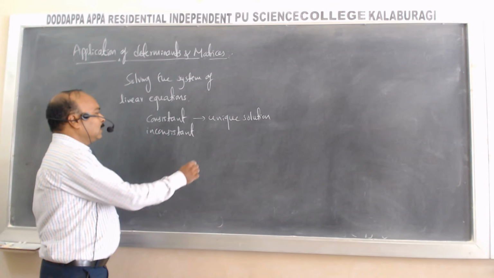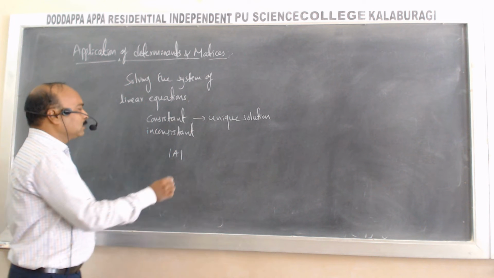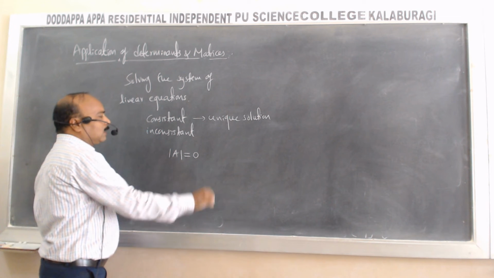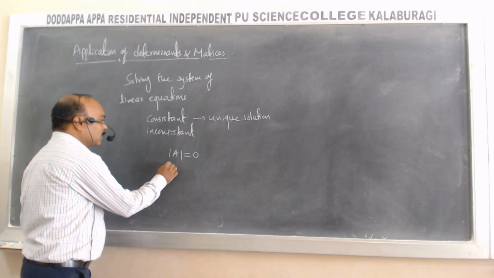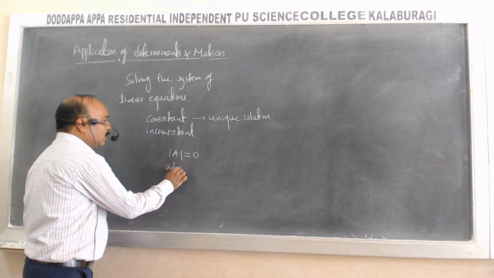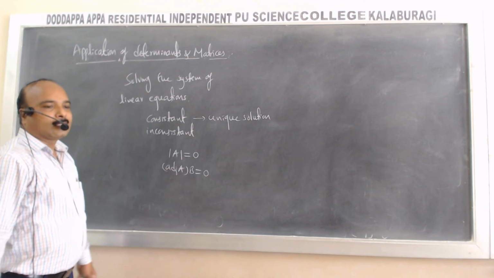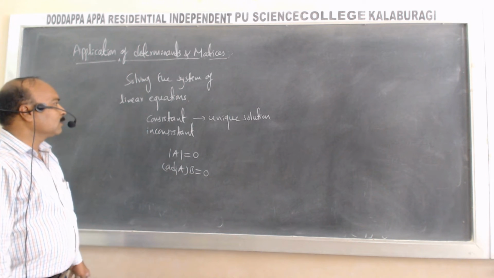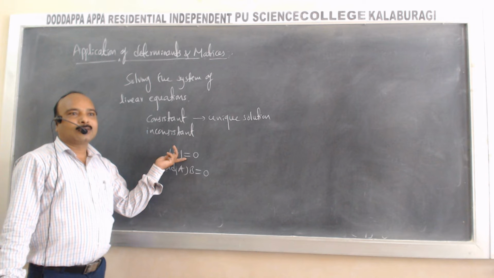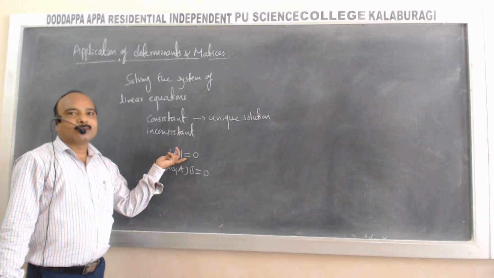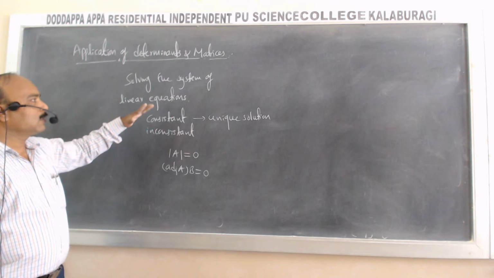And for consistent and inconsistent, again we can check the determinant value. If determinant of A is equal to 0, then it is singular. Then after that we check the value of adjoint of A into B. Now if it is also equal to 0, then it is having no solution. Otherwise, if determinant of A is not equal to 0, then it is having the solution, unique or more than one solutions. That is the condition for the linear system of equations.